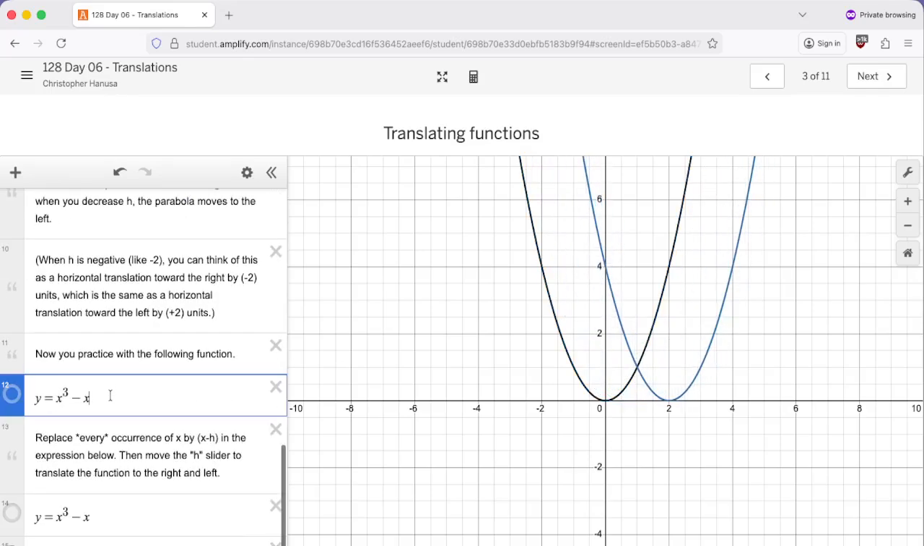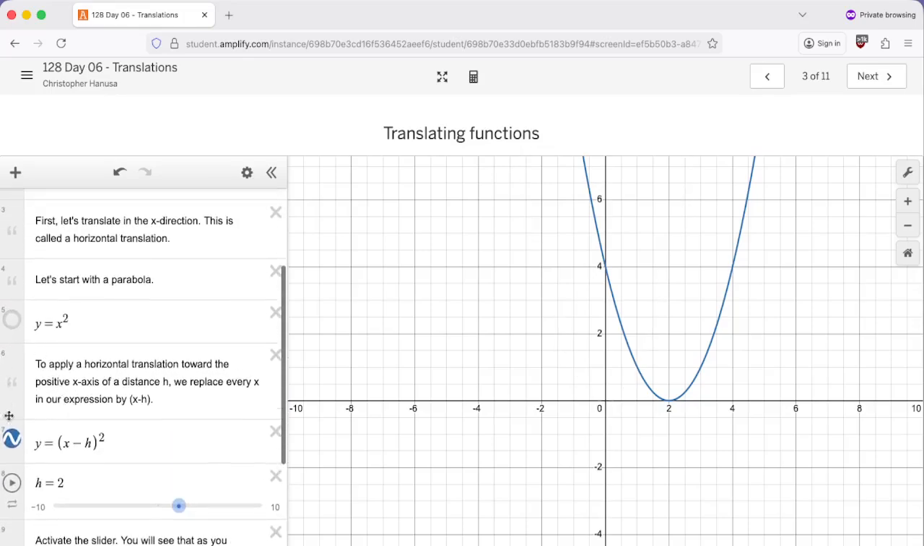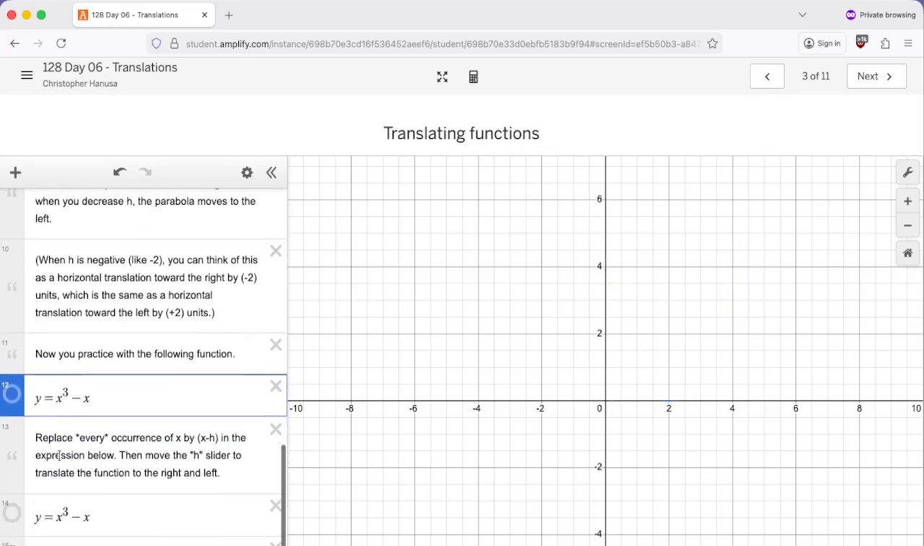All right, so now let's practice with the following function. Give it a try and then come back. Okay, so let's turn off these functions. And we'll put this here, this here.